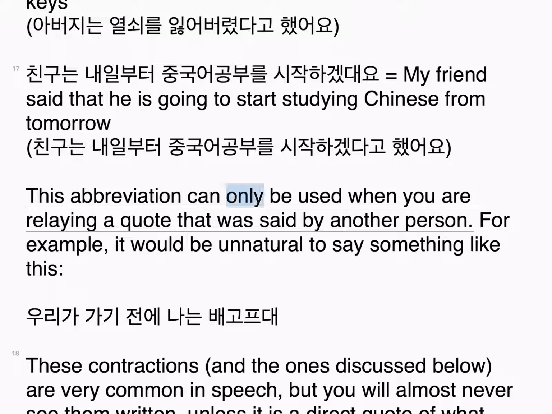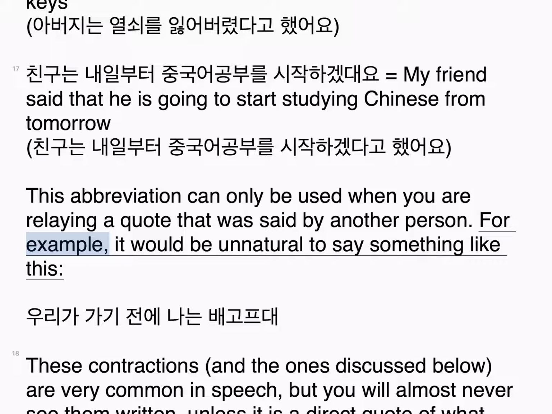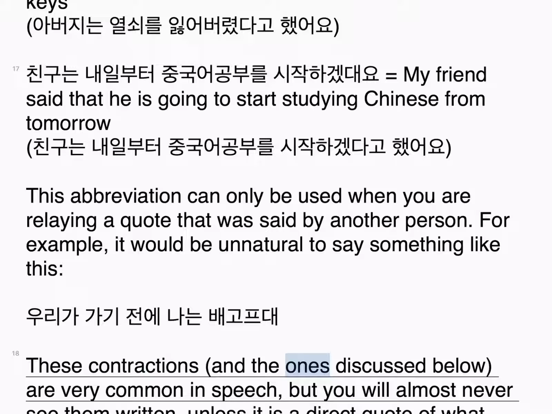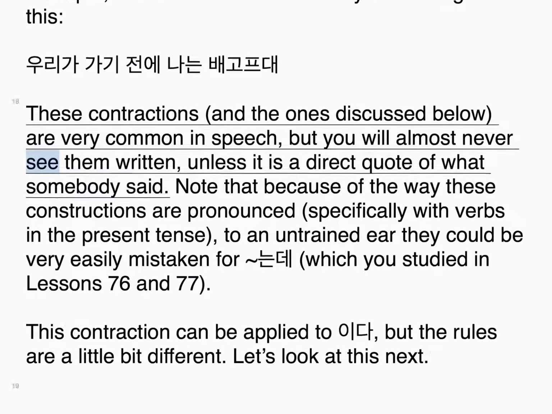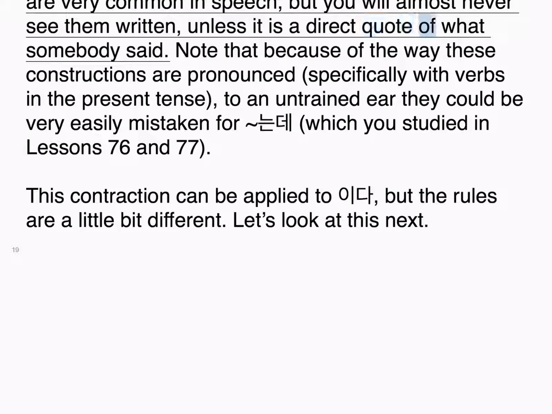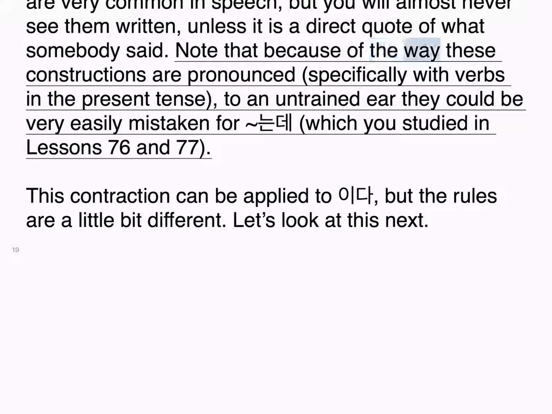This abbreviation can only be used when you are relaying a quote that was said by another person. For example, it would be unnatural to say something like this. 우리가 가기 전에 나는 배고프대. These contractions, and the ones discussed below, are very common in speech, but you will almost never see them written, unless it is a direct quote of what somebody said. Note that because of the way these constructions are pronounced, specifically with verbs in the present tense, to an untrained ear they could be very easily mistaken for 는데, which you studied in lessons 76 and 77.